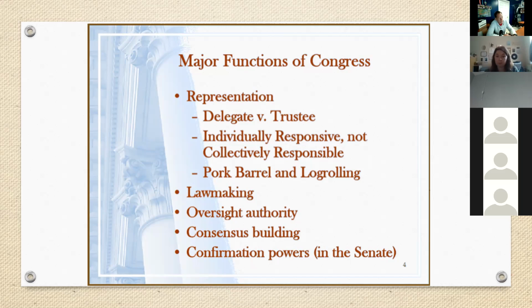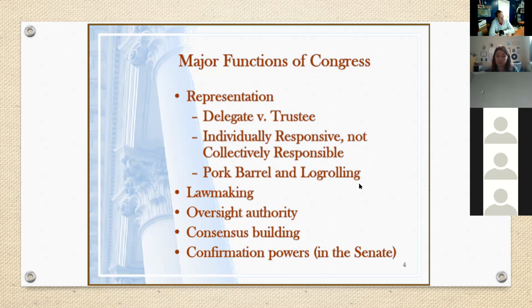A trustee doesn't do that. A trustee feels like they represent a viewpoint. If it's a conservative Republican, they feel like, I have to vote as a conservative Republican all the time. Or if they're a liberal Democrat, they'll say, I have to vote the way liberals vote on these bills. So that's the difference between a delegate and a trustee. A trustee represents a viewpoint, whereas a delegate would represent the entire district. And then there's pork barrel and log rolling.